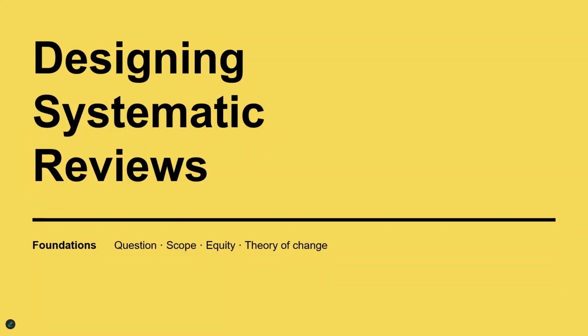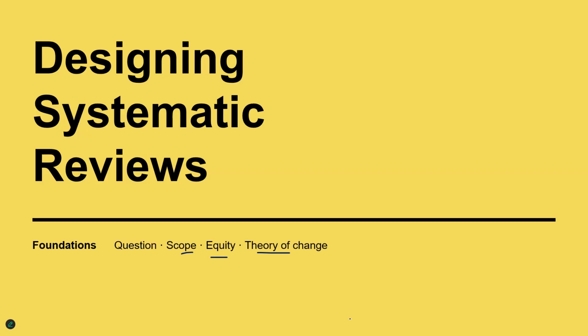Welcome to Designing Systematic Reviews. By the end of this session, you'll know the 5 tests every research question must pass, the 4 building blocks of a clinical question, and the 3 levels of PICO that often get confused. We'll also cover scope, equity, and intervention theory, everything you need to settle before searching. This is the most important hour you'll spend on your review.